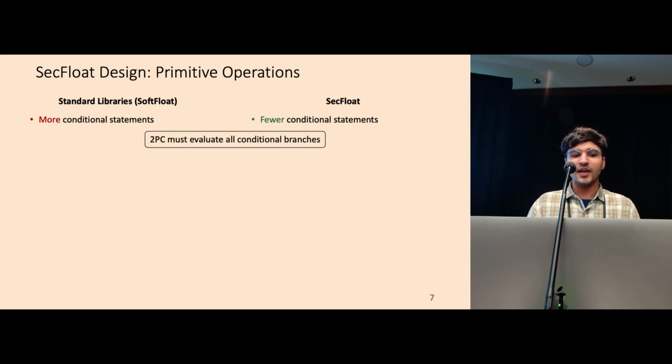So in the standard libraries for primitive operations, more conditional statements are involved. This is fine because in CPUs, you only have to execute one branch, so it does not matter. But in 2PC, all conditional branches have to be evaluated, because any branch which is not evaluated would leak information. So we designed SecFloat to have fewer conditional statements.